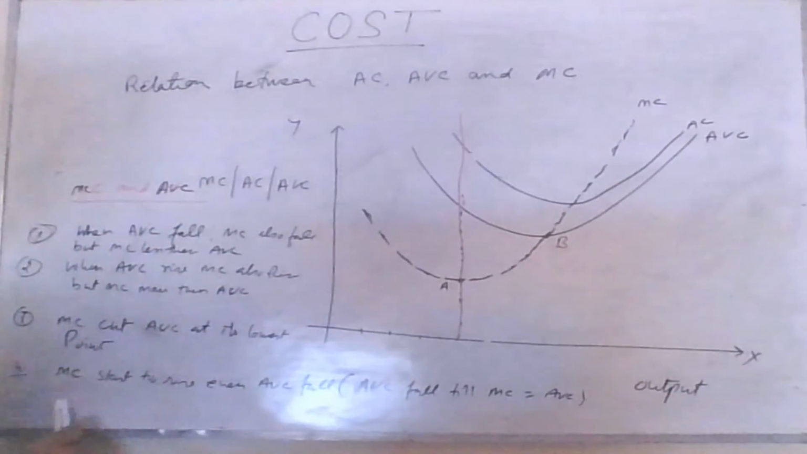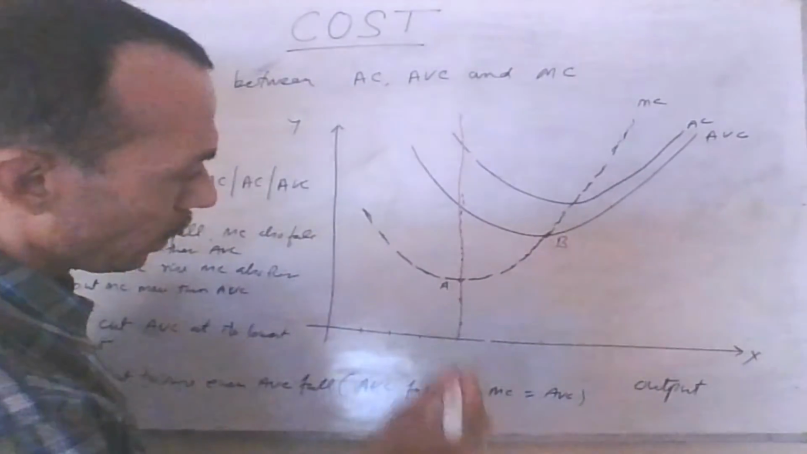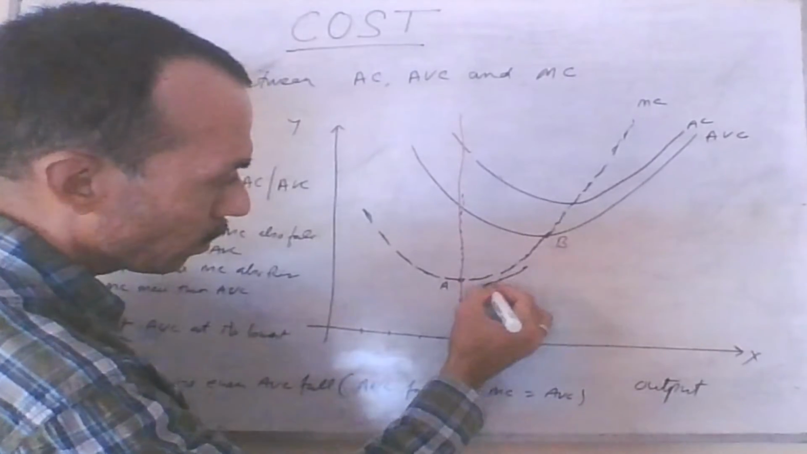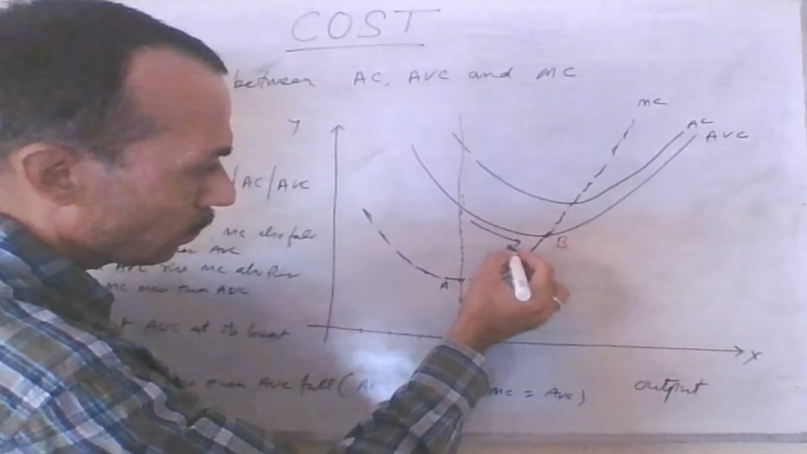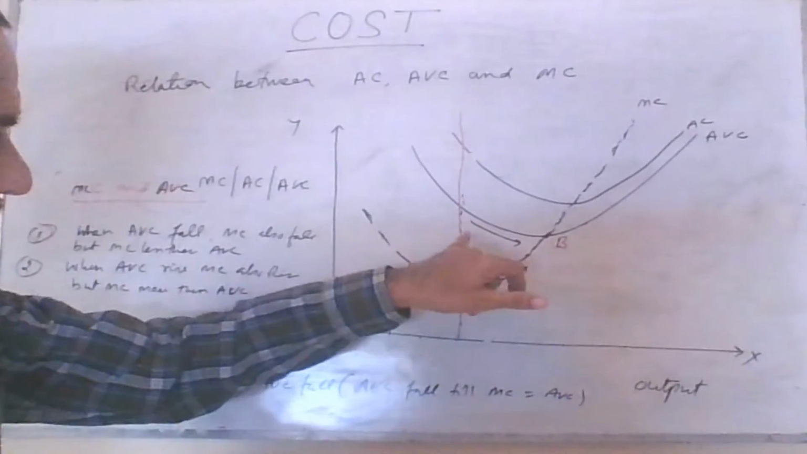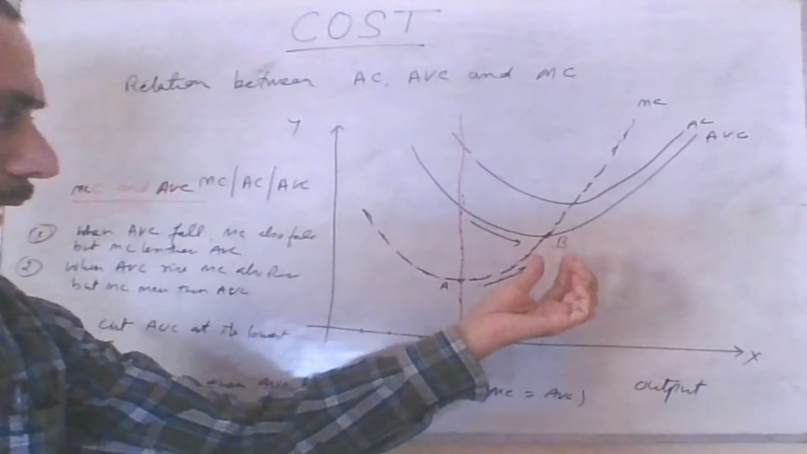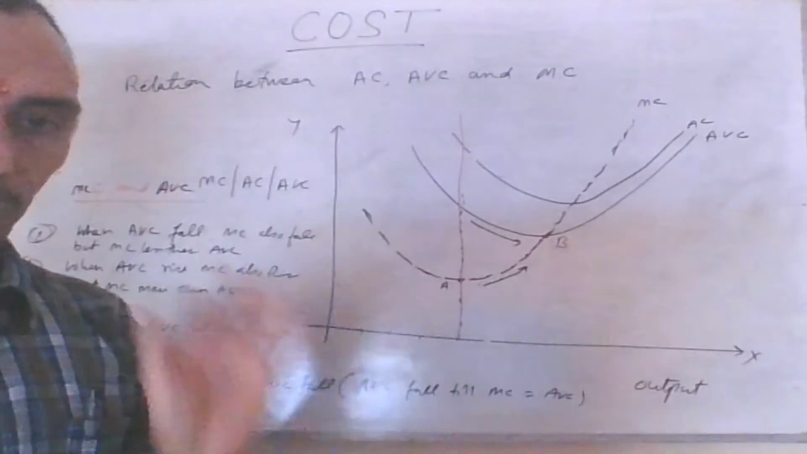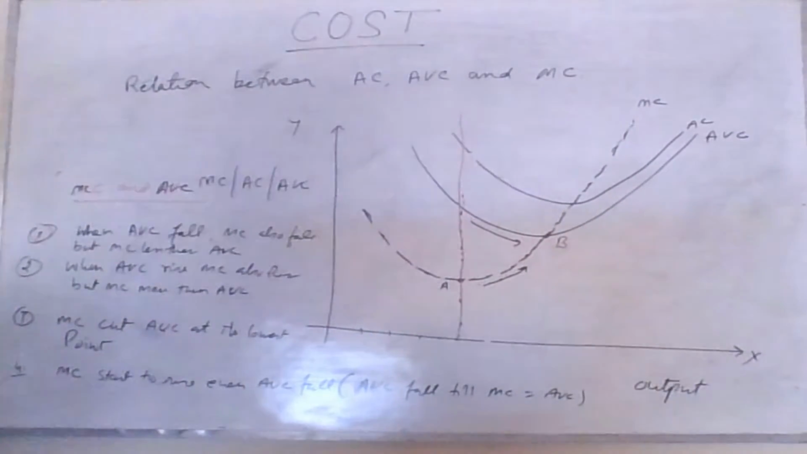And the fourth point, MC starts to rise. You can see that at the point of B, MC starts to rise, but AVC still falls. It means ABC continues to fall until MC equals AVC. Now the next relation, between MC and AC.